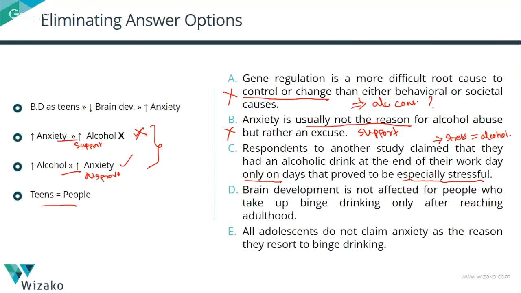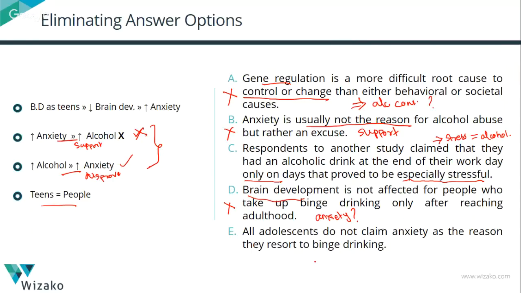D says brain development is not affected for people who take up binge drinking only after reaching adulthood. Okay, so brain development is not affected, but does that mean they don't become anxious? Why do they drink? We do not know. Anxiety's link again is not discussed. Sure, brain development and gene regulation are discussed in the argument. Mentioning them is fine as long as you're linking them to anxiety or alcohol consumption. And that is what both A and D are not doing. They are talking about brain development, they're talking about gene regulation, but not linking them to either anxiety or alcohol consumption.